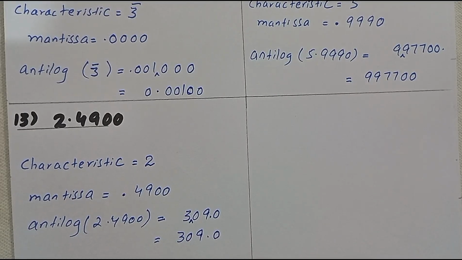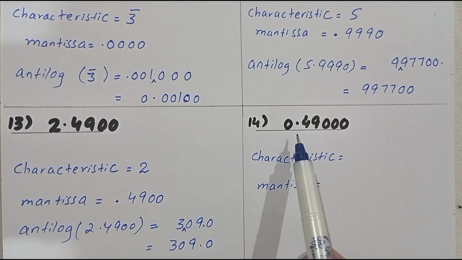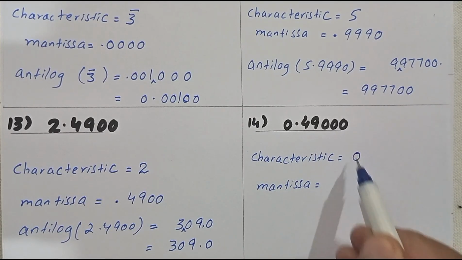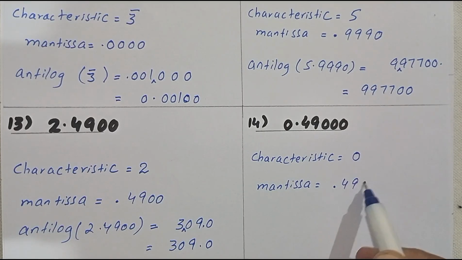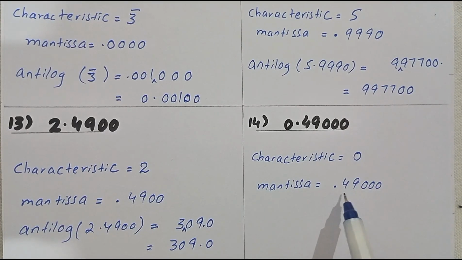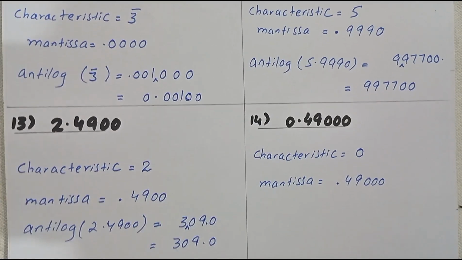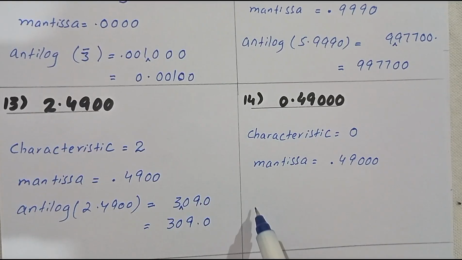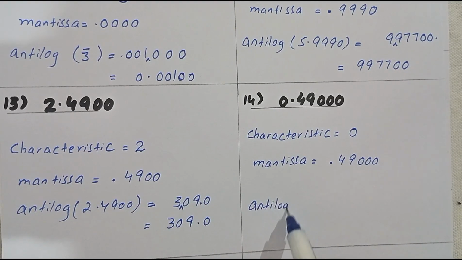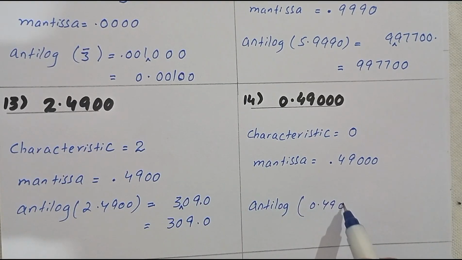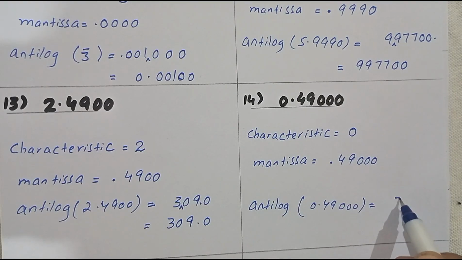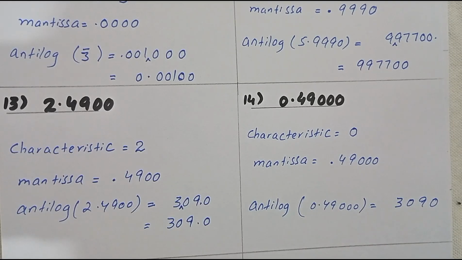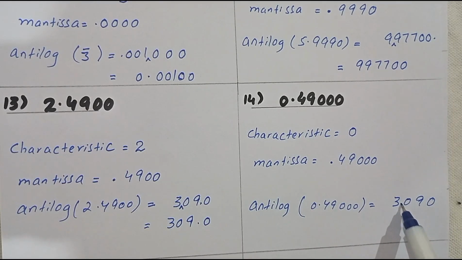So in 14 part we have to find antilog of 0.49000. Here characteristic is 0 and mantissa is 0.49000, so we have to look 0.49 in 0. As in previous, we already found the value of 0.49 in 0, that is 3090. So antilog of 0.49000 equals 3090. Here characteristic is 0, which means the decimal point is at the reference position, which is after 3. So this is the answer.